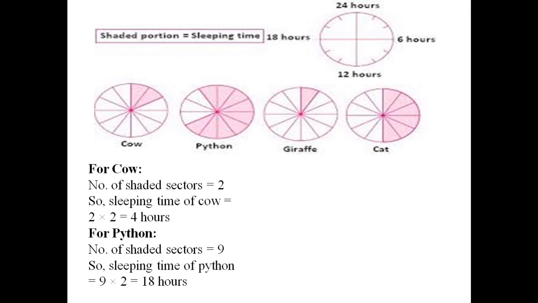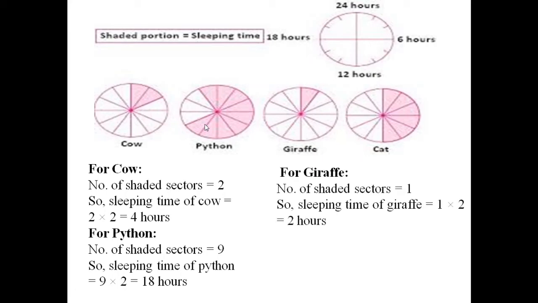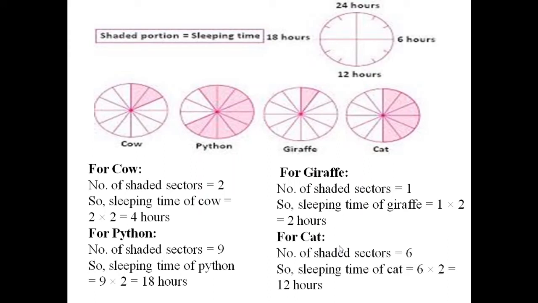What about python? The shaded part is 1, 2, 3, 4, 5, 6, 7, 8, 9. 9 into 2 is 18. Correct. Totally 18 hours they sleep. What about giraffe? Only 2 hours, children. Only 2 hours. What about cat? It is 12 hours. 1, 2, 3, 4, 5, 6. 6 into 2 is 12. Understood? Okay.